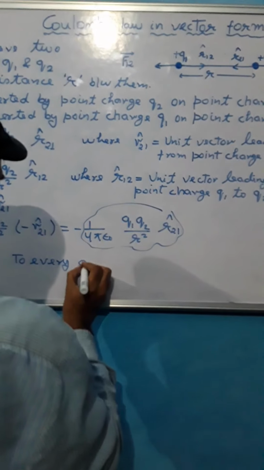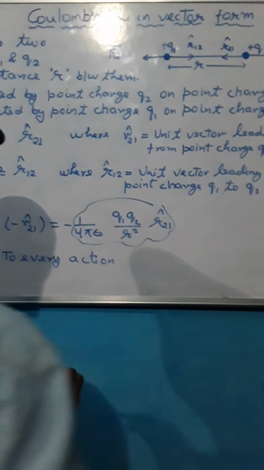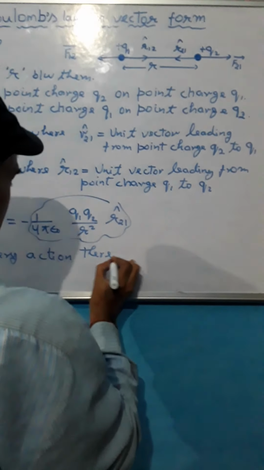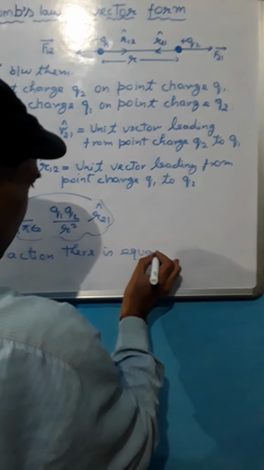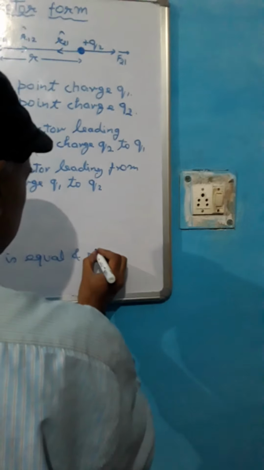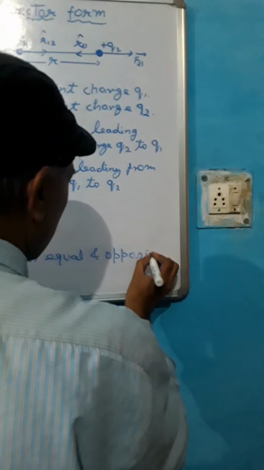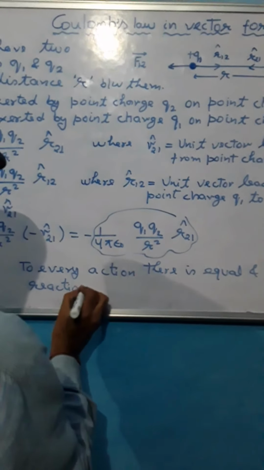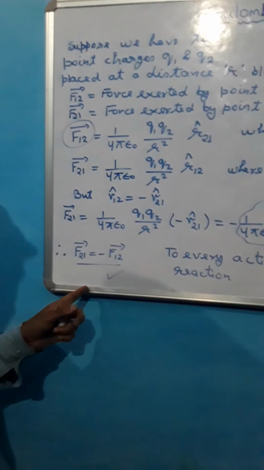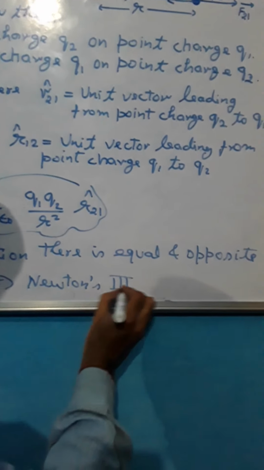So what I observe here is that to every action there is an equal and opposite reaction. That's why Coulomb's law obeys Newton's third law. Actually, what is this? This is Newton's third law. So a very important question is whether Coulomb's law obeys Newton's third law. So I have proved that Coulomb's law obeys Newton's third law.